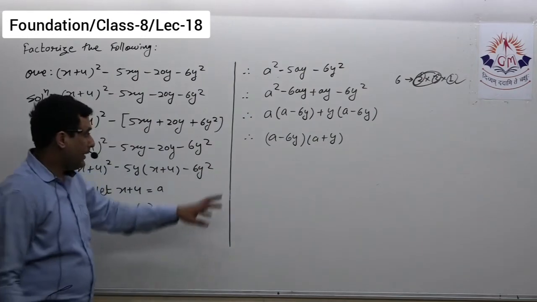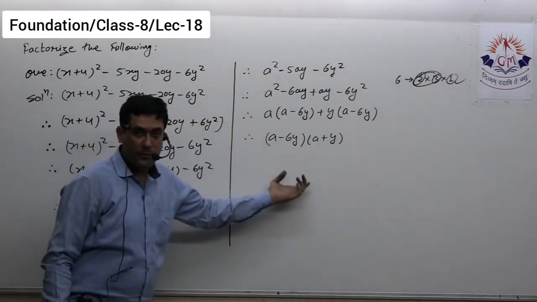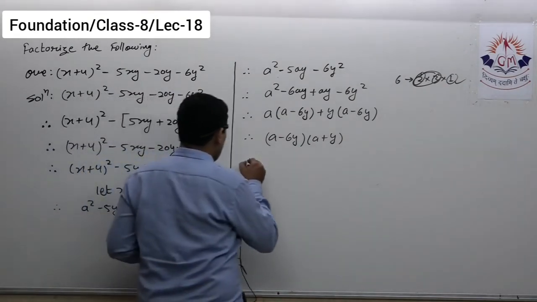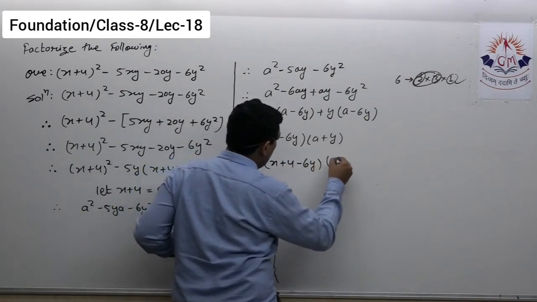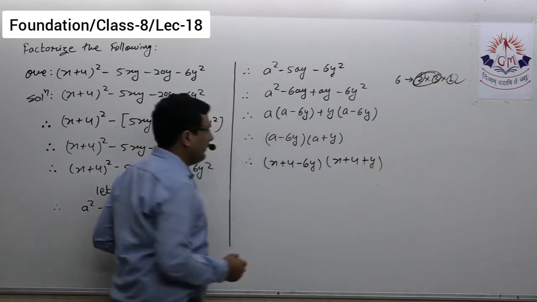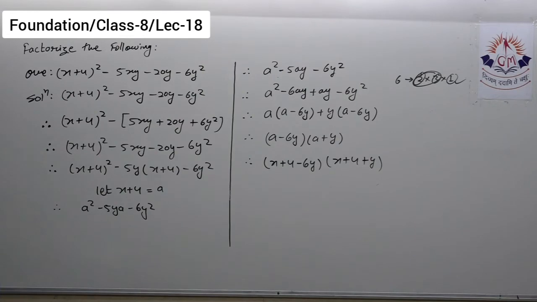Now there isn't any term a in the expression. So now again I will put the value of a, whatever I assumed. It was x plus 4. So here x plus 4 minus 6y and x plus 4 plus y. These are the factors of the given expression. So please note it down. Then we'll see the next question.